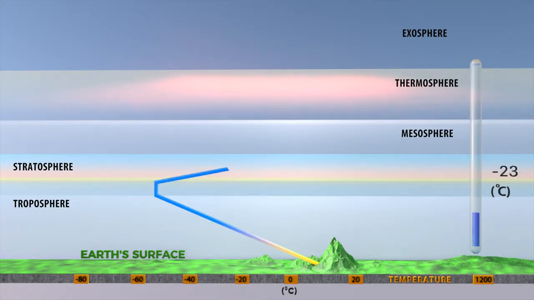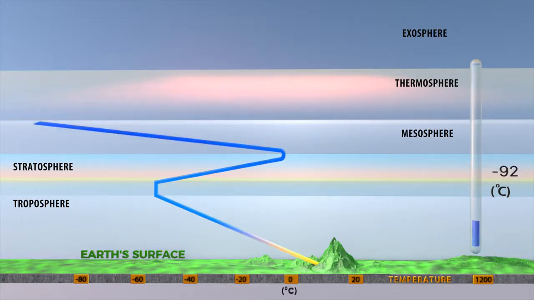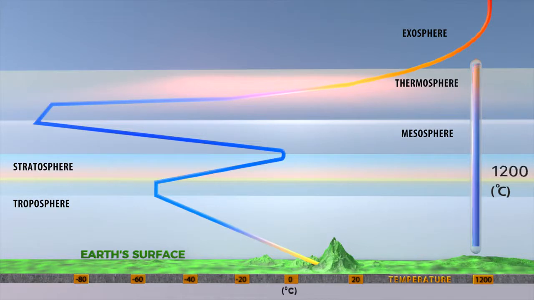In the stratosphere region, from the ozone layer the temperature progressively increases to -2 degrees Celsius. Then, the temperature ranges from -2 degrees Celsius to -92 degrees Celsius at the upper boundary of the mesosphere. After that, the temperature rises from -92 degrees Celsius to 1,200 degrees Celsius near the upper boundary of the thermosphere.